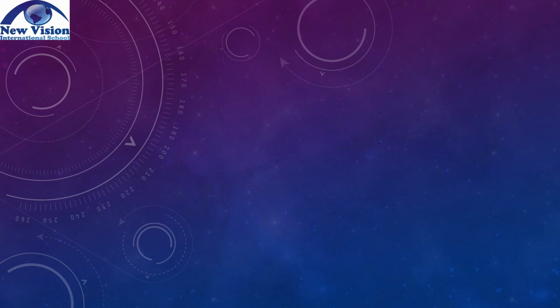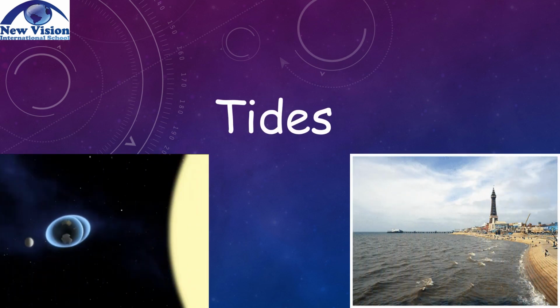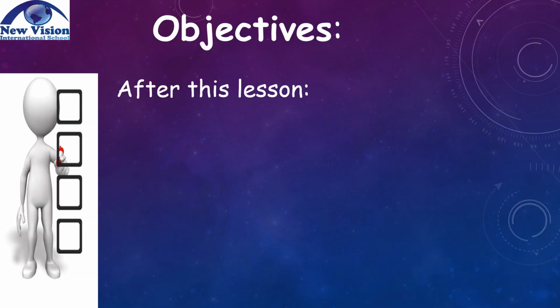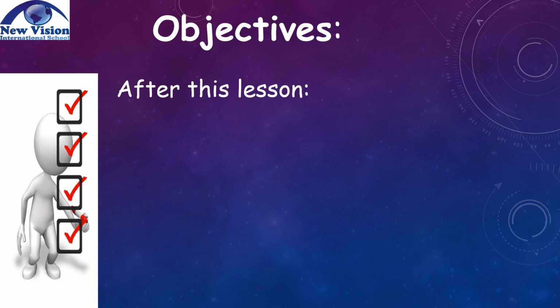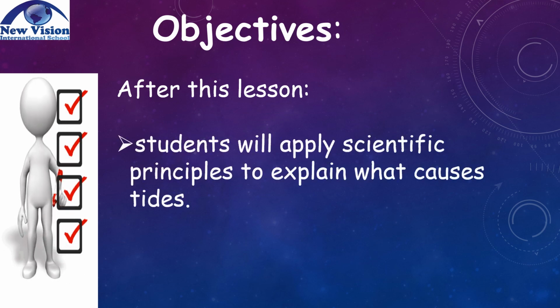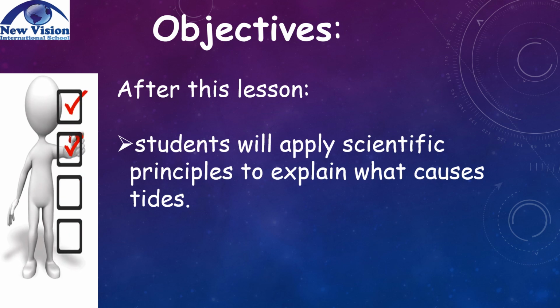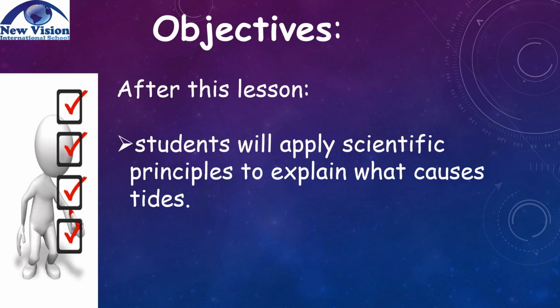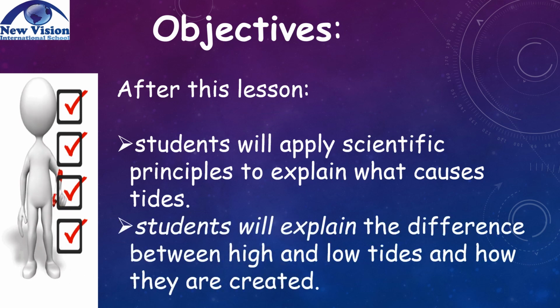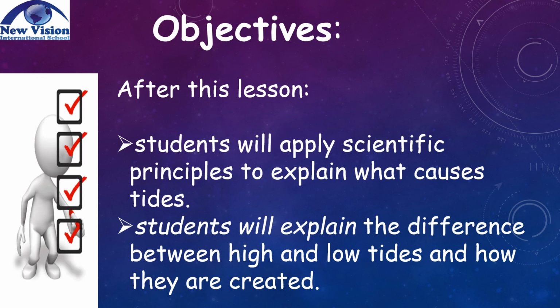For this week, we will talk about tides. So I want you to open your book on page 499. Let's start. Objectives. After this lesson, students will apply scientific principles to explain what causes tides, and students will explain the difference between high and low tides and how they are created.